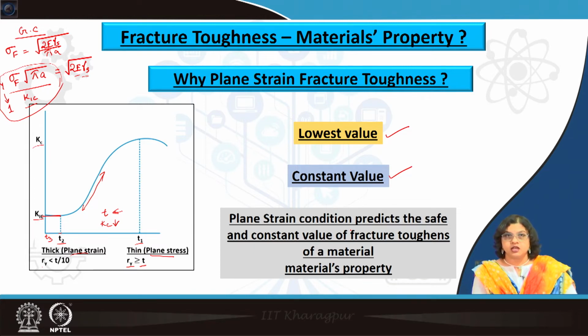plane strain fracture toughness. And if we look into it more carefully, we will also understand that plane strain fracture toughness actually means the failure is in brittle mode. We have a flat fracture surface compared to a thin component, which leads to a ductile mode of failure, and that leads to some amount of plastic deformation, and that leads to a slant fracture surface. Okay. So, that means this lowest value of fracture toughness has something to do with the lack of plastic deformation.